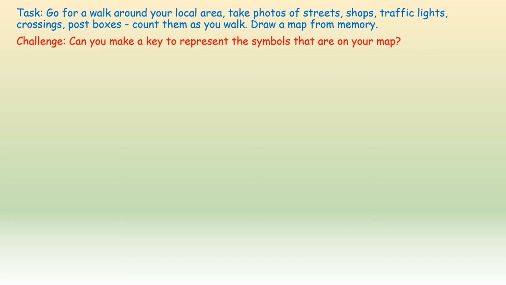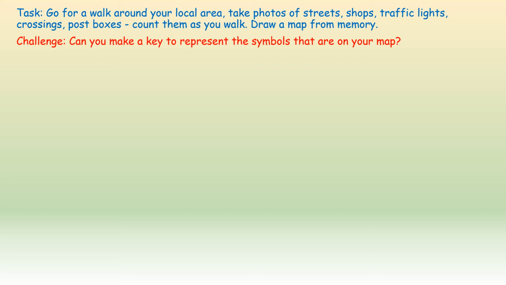What you are going to do is you are going to go for a walk around your local area. Take photos of different streets, of the shops you see, of the traffic lights, the crossings, the post boxes. Count all of them as you walk. So count how many traffic lights you see, count how many crossings you see, count the post boxes, count the bus stops. When you come back home, I would like you to draw a map from your memory. And your challenge is to make a key to represent all the symbols that are on your map.